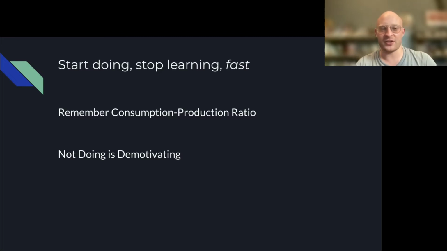This is really kind of just a general restatement of the consumption production ratio, which, kind of leading back to general mistakes, is people tend to divide the time that they spend honing a craft or learning a skill between kind of the initial learning and then the practice. And people almost invariably spend too much time on the initial learning and not enough time on the practice.